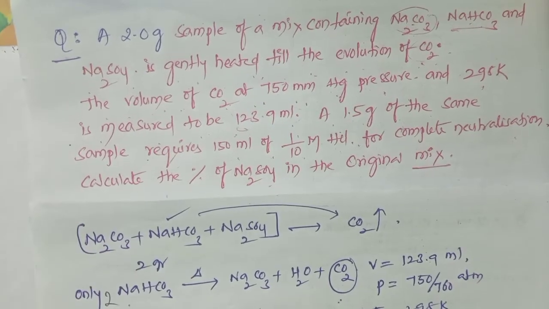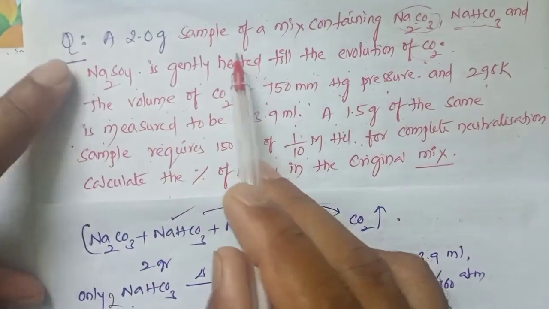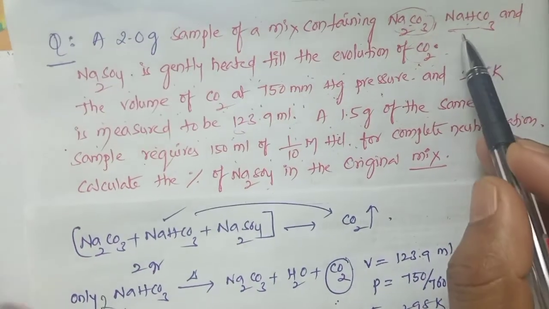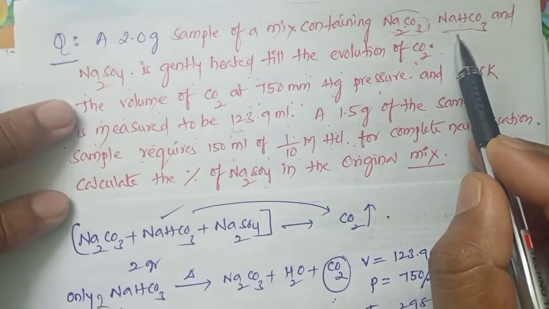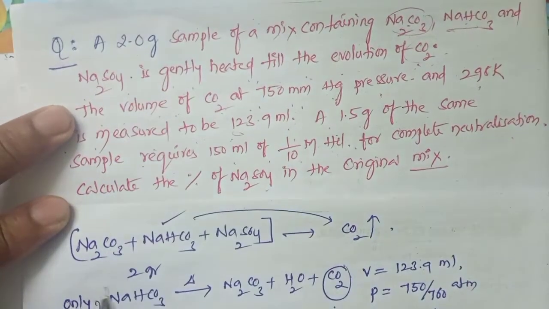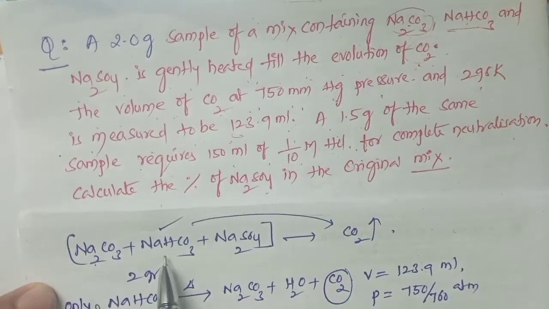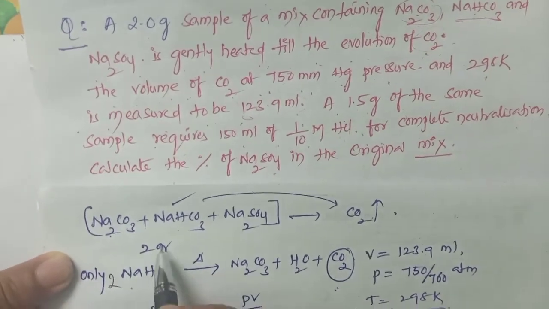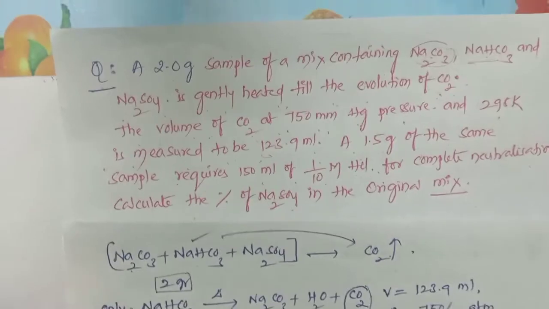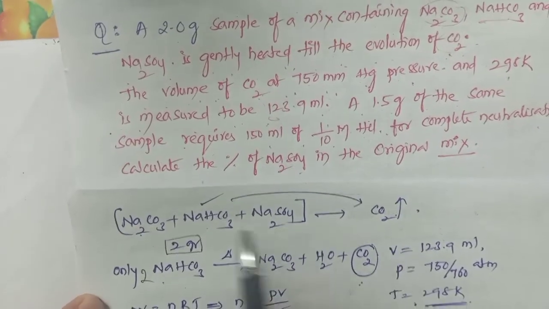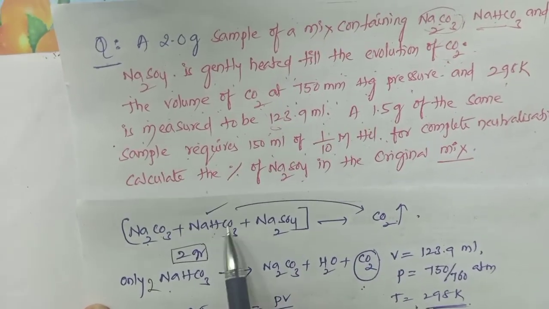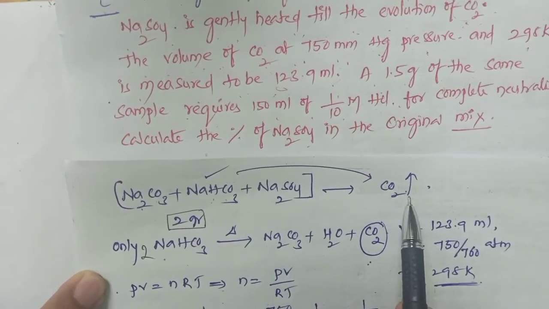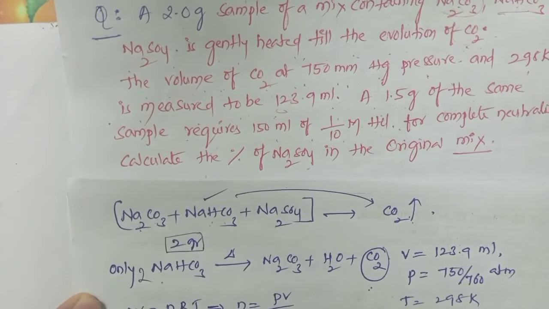See the reaction. So what is the sample? The sample contains sodium carbonate, sodium bicarbonate and sodium sulfate. How many grams is given? 2 grams is given. So the mixture gives CO2 gas. Its weight is 2 grams. In this mixture only sodium bicarbonate decomposes and gives CO2 gas. The remaining do not give CO2 gas.